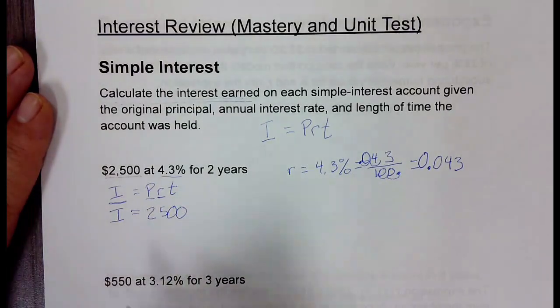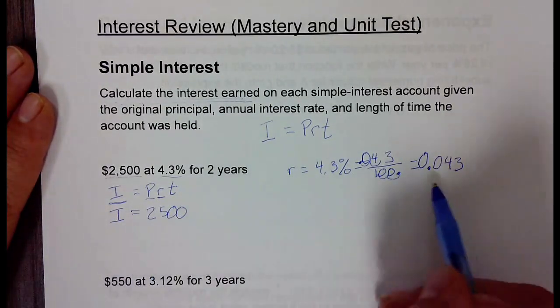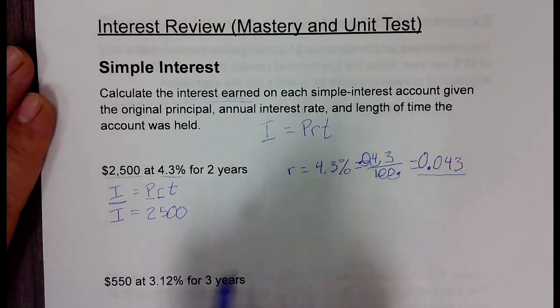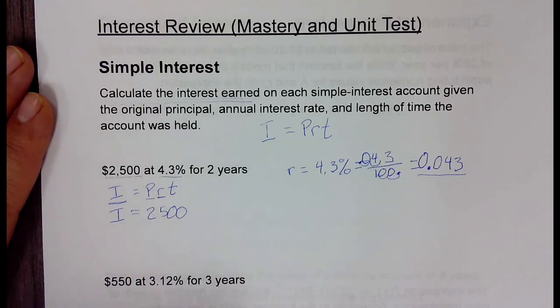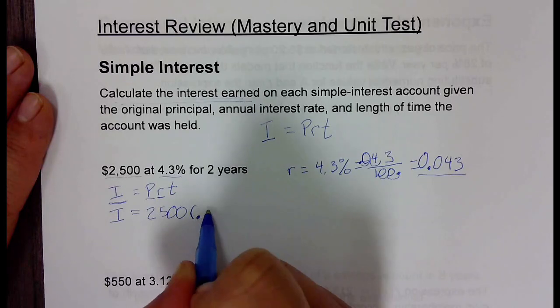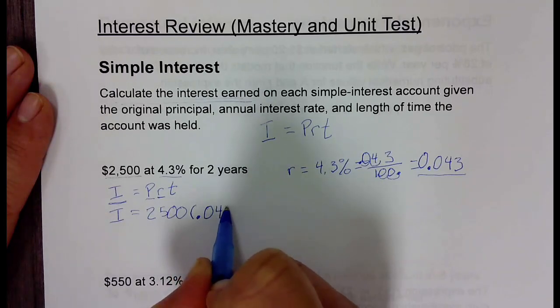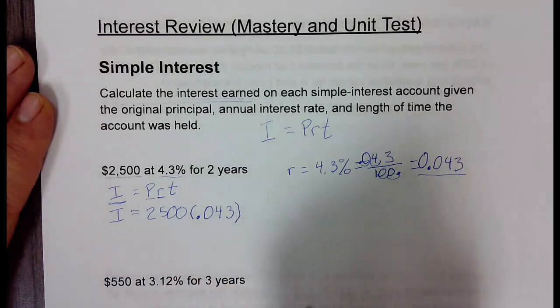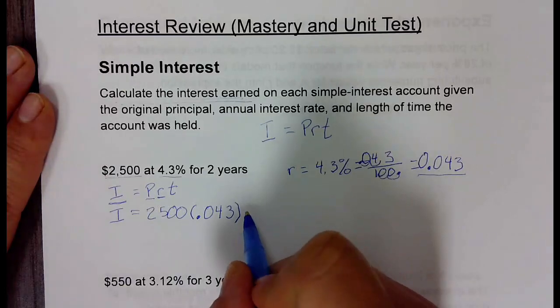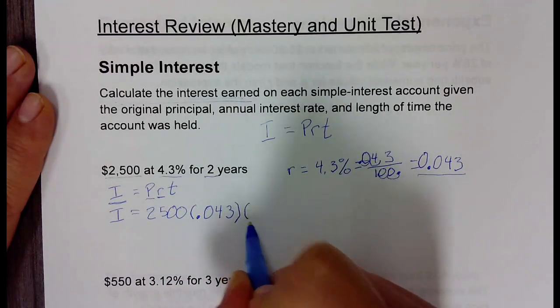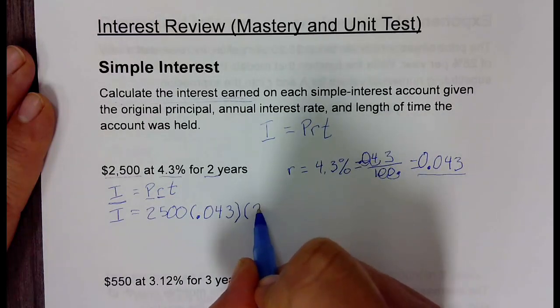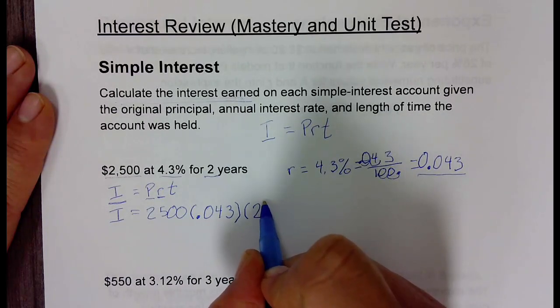So now I can plug in this decimal value into my equation. I have my principal, $2,500, times the rate as a decimal, which is 0.043, times the amount of time that the account was held, which in this case is 2 years, the number of years. So that's times 2.